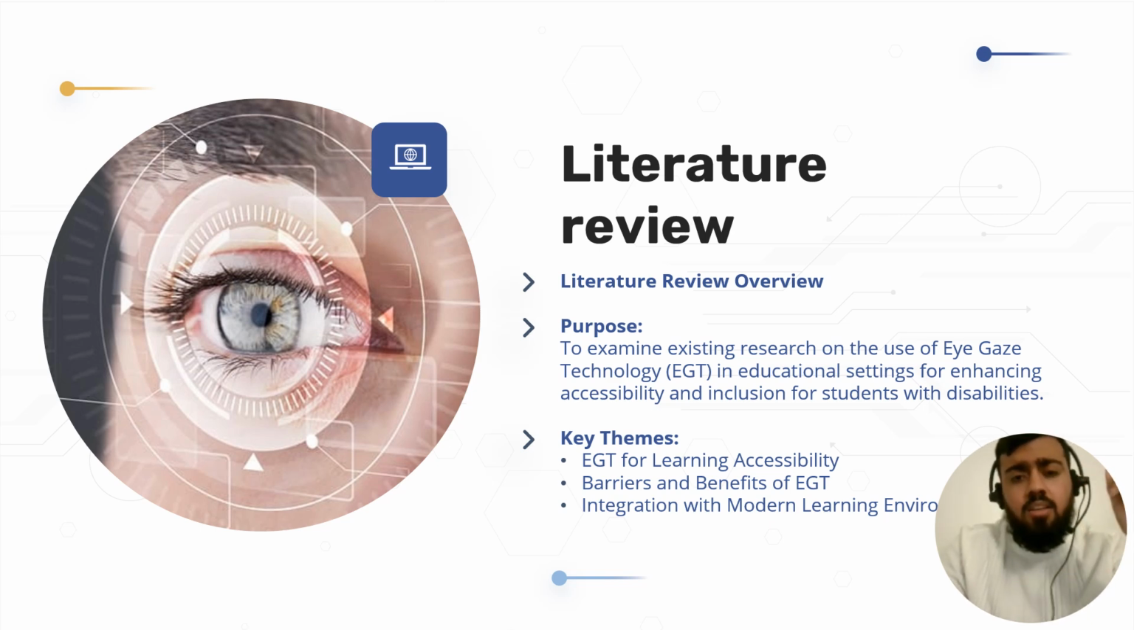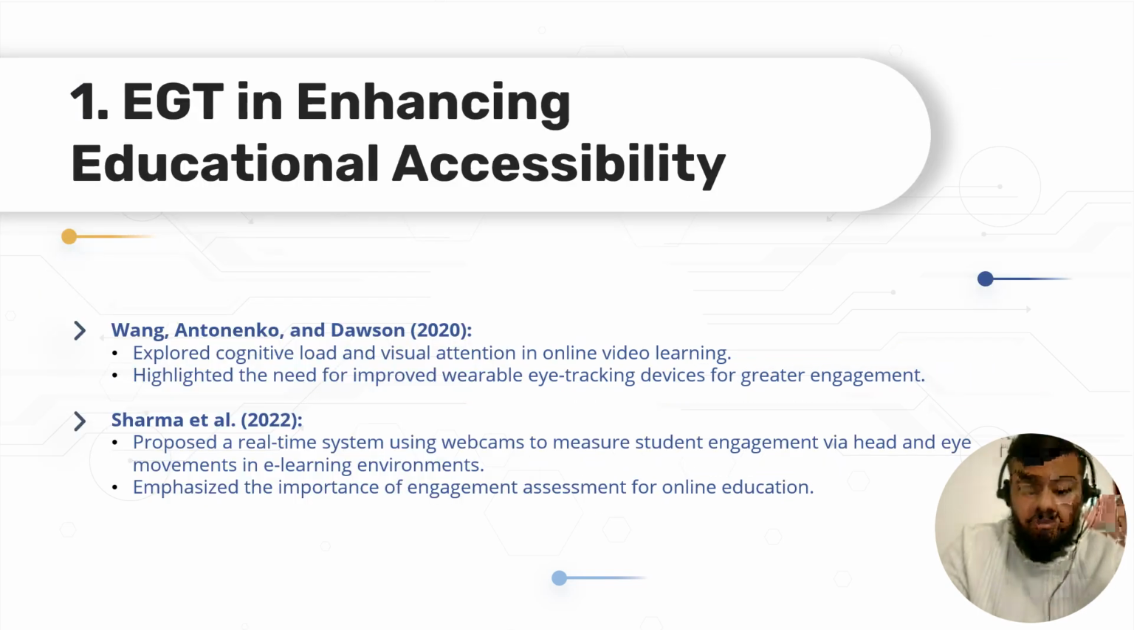So, literature review. How many researchers are already doing this? Let's look at this. There is existing research on eye gaze technology and how it helps students with disabilities in educational settings. For example, Dawson in 2020 tried to make a visual representation in online video learning, showing how a student can learn visually.